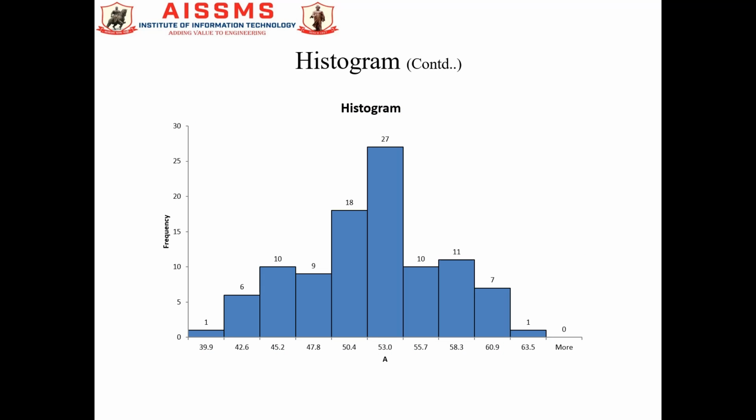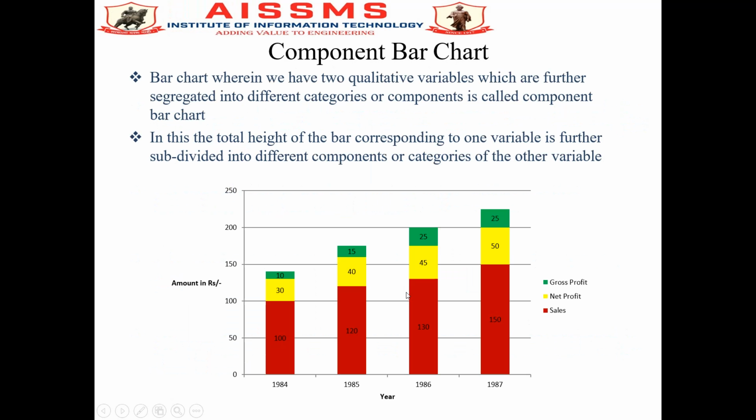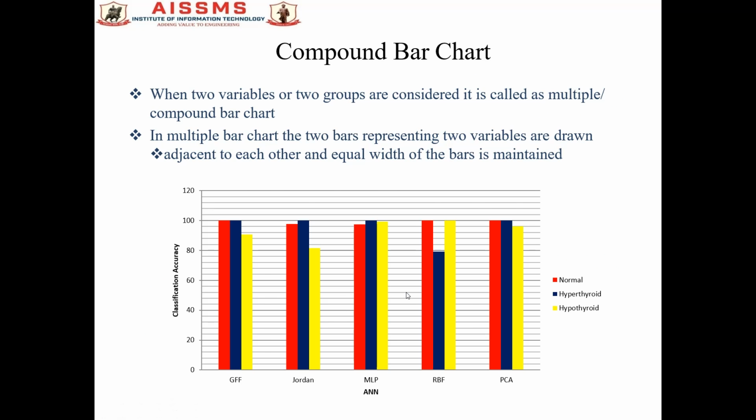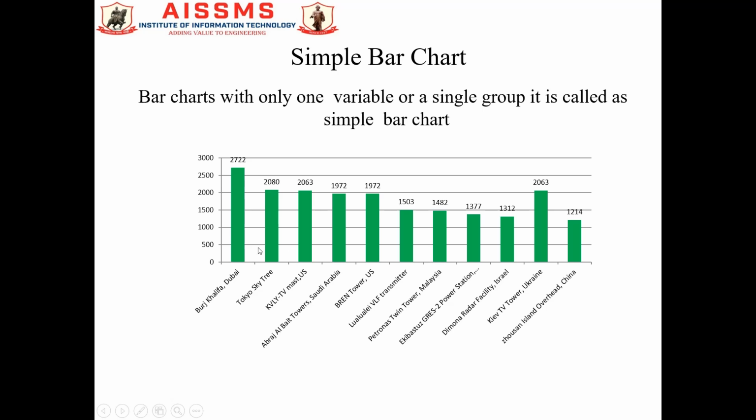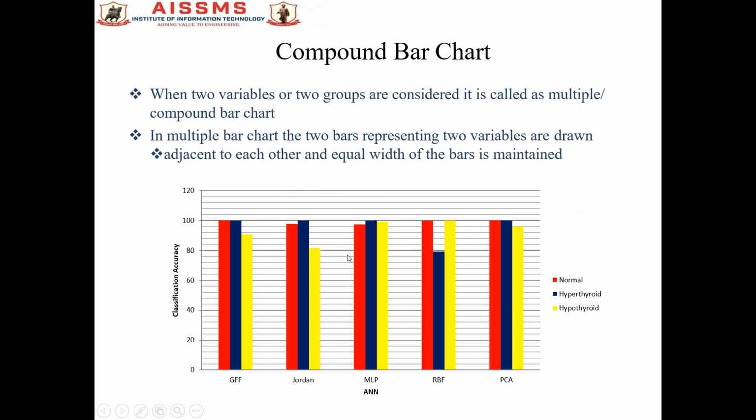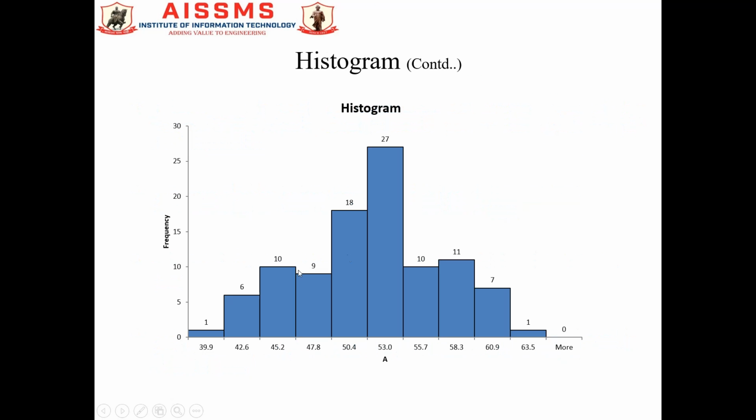Now, what is the difference between bar graph and histogram? Between the two adjacent bars in a bar graph, we can observe some space here between the two bars, whereas in histogram the bars are adjacent to each other. In this case, we can observe the particular frequency of a value.